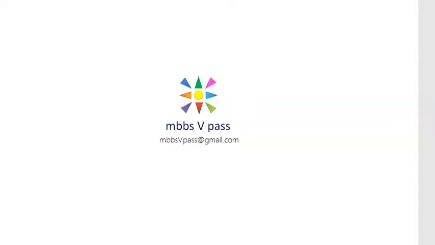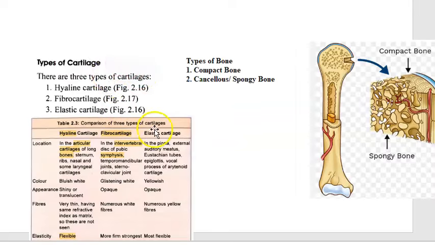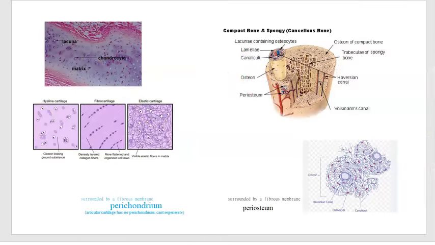What are we talking about? The differences between cartilage and bone. So in the types, you can say hyaline cartilage, fibrocartilage, elastic cartilage. Types of bone, you can say compact bone, spongy bone. Spongy also has one more name, cancellous bone. Okay, so when you come to the differences by microscopic structure, focus people.